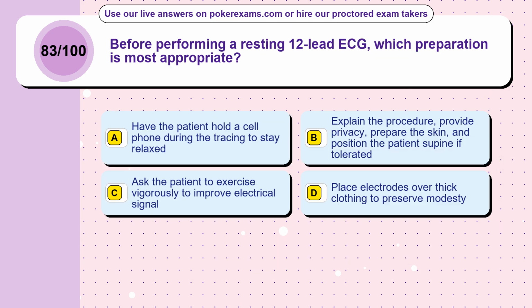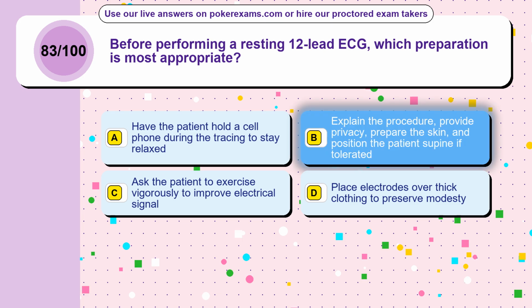Question 83. Before performing a resting 12-lead ECG, which preparation is most appropriate? Option A. Have the patient hold a cell phone during the tracing to stay relaxed. Option B. Explain the procedure, provide privacy, prepare the skin, and position the patient supine if tolerated. Option C. Ask the patient to exercise vigorously to improve electrical signal. Option D. Place electrodes over thick clothing to preserve modesty.